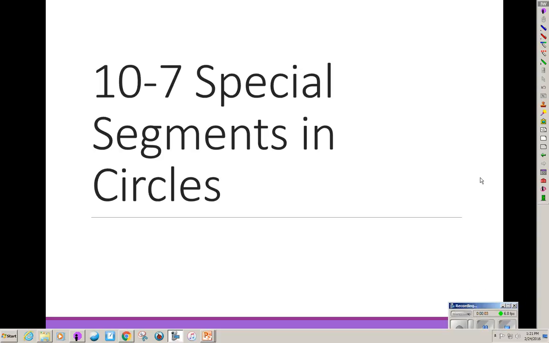This lesson is special segments in circles. We're going to talk about different types of segments in the circle and their relationships to one another.